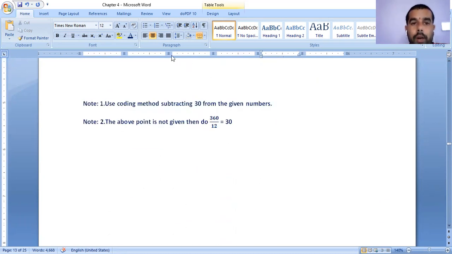Another important thing you observe in the question paper is whether the coding number is given or not. Coding is important here, because we are going to subtract this value from the given variable values, and the principle is 360 divided by 12. If the coding number is not given, then go for this principle. This is the way to get the code number value.